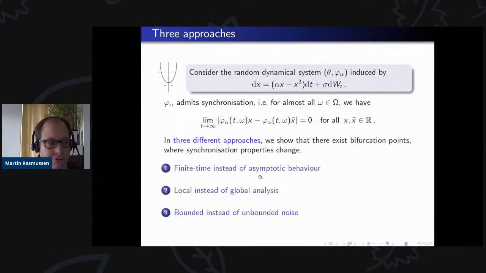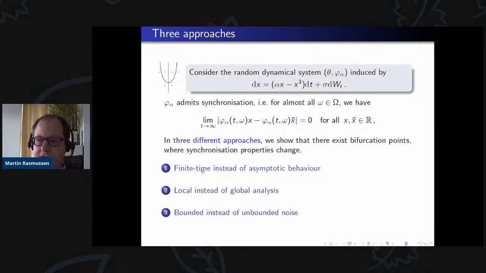But I would like to demonstrate now that this is not the final answer to this question. So basically we have to understand first, what does it actually mean that you have synchronization? What it means is that you take some limit t goes to infinity. Synchronization means that at some point you come very close, but this can take a very long time. And I would like in particular to discuss some finite time effects, which indicate that the bifurcation is not destroyed, that the bifurcation is still there.